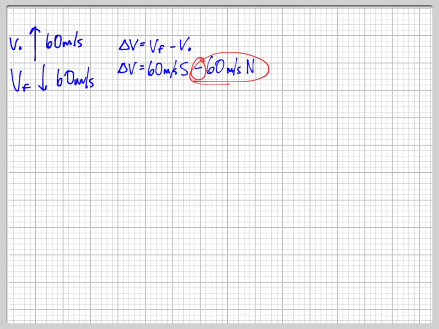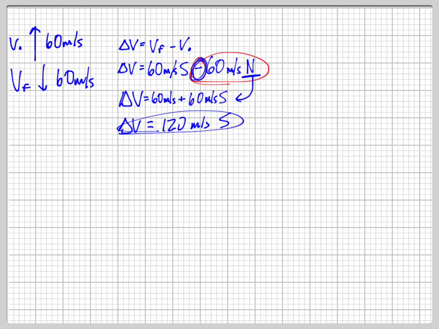That does something to this entire vector. So really what I'm saying is my change in velocity is 60 meters per second south plus, I did that wrong, plus 60 meters per second south. This negative sign right here changes that north to south. So my change in velocity in this case is 120 meters per second south. That's my change in velocity.